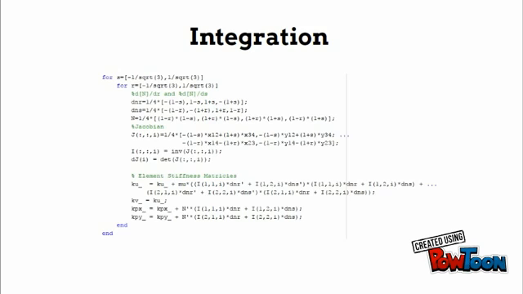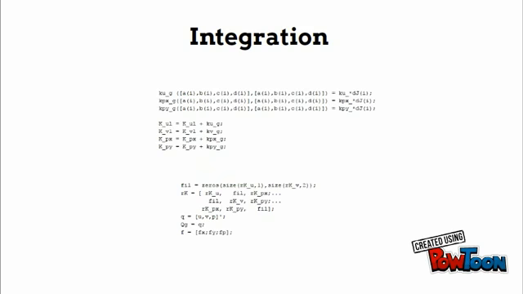Now that we have things in terms of the local coordinate system, we can integrate. Gaussian quadrature is used since it is low cost and provides an exact solution for these integrations. The integration of the stiffness terms for an element is shown here. This integration is performed for each element.